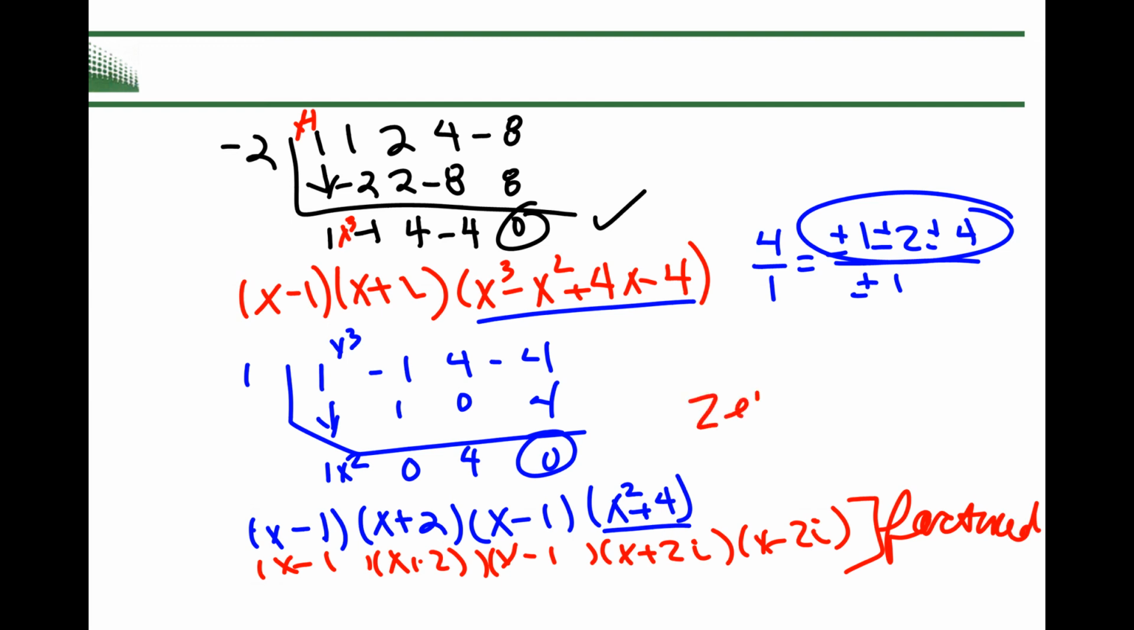What are all my zeros? Well, my zeros would be 1, -2, 1, but I'm not going to list it twice, and then positive and negative 2i.